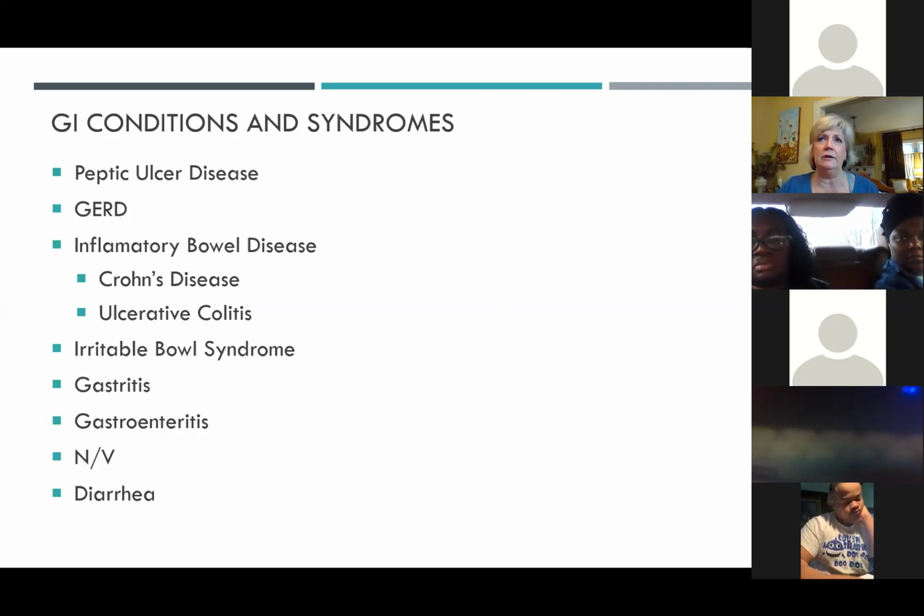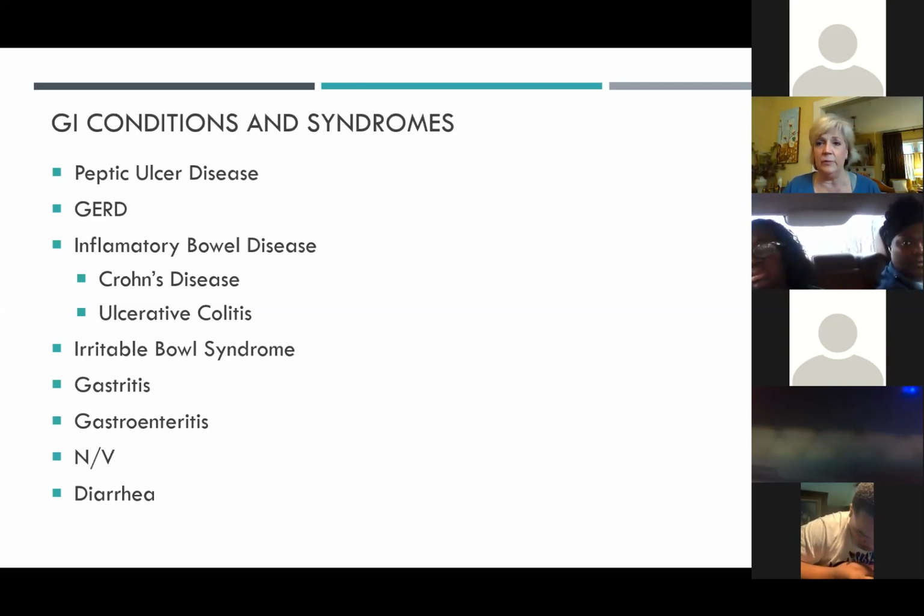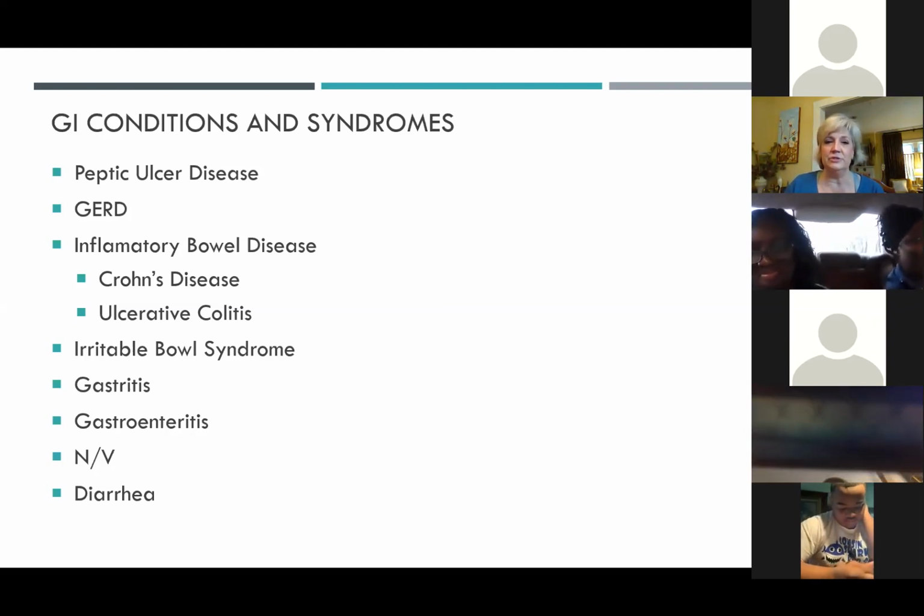They may have rapid weight loss. But one of the most important symptoms that differentiates ulcerative colitis from Crohn's is the frequent diarrhea. They may have up to 20 a day, and it might be bloody. So if I hear that, I'm going to think about ulcerative colitis.